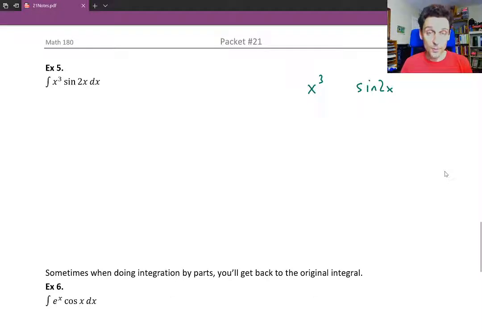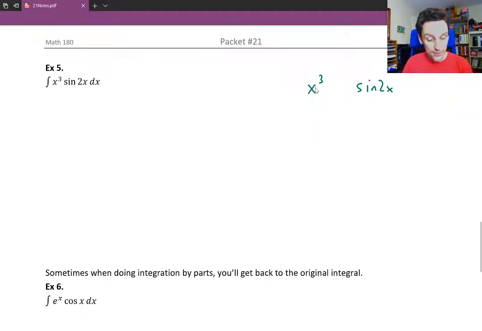Again, x cubed was a good choice because by LIATE, the A for algebraic function, which is what the x cubed is representing here, comes before the T, which is the trig function. So we'll want to definitely let u equal x cubed. That'll be a good choice for you, and for me too.